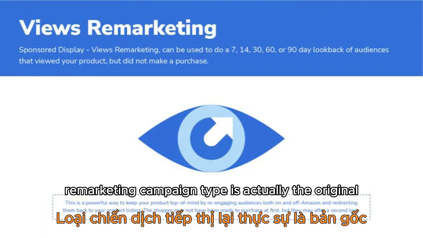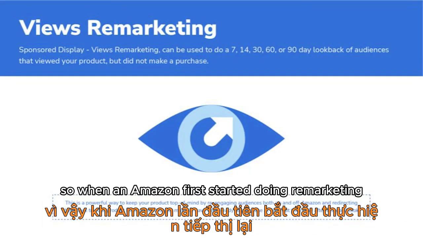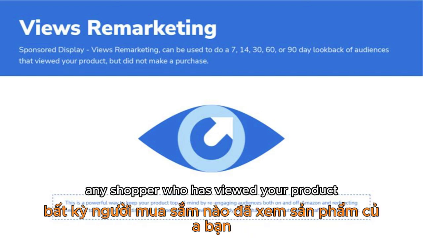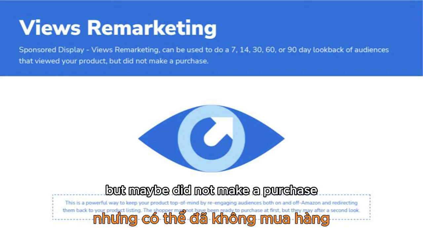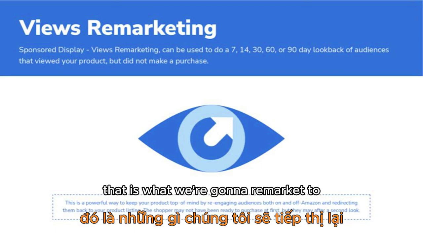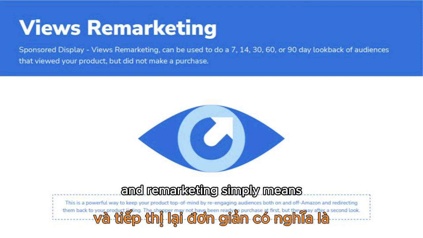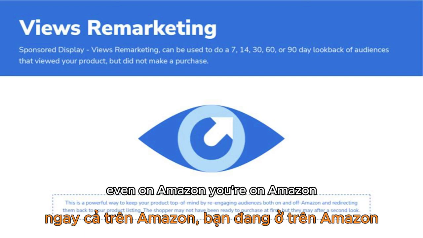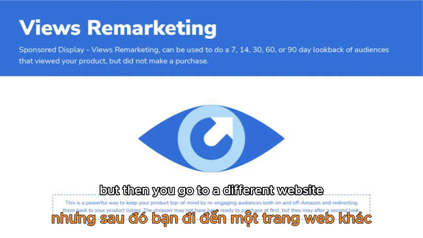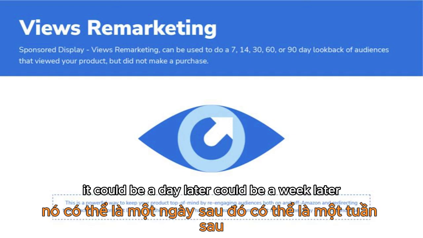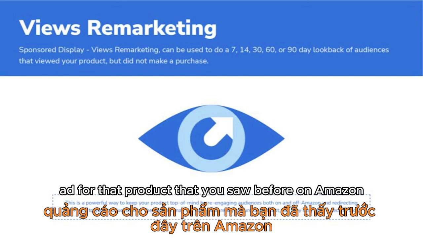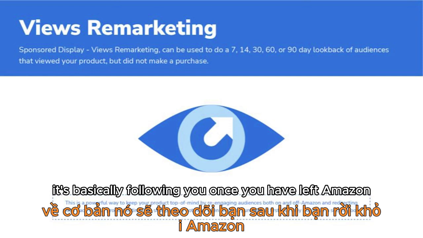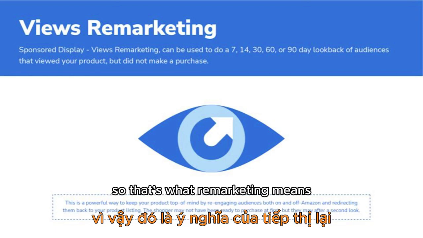The first remarketing campaign type is actually the original. So when Amazon first started doing remarketing, they just did it based on views. And that simply means any shopper who has viewed your product but maybe did not make a purchase, that is what we're going to remarket to. And remarketing simply means, you guys have seen this before when you're looking for a product, when you're shopping online, even on Amazon. You're on Amazon, but then you go to a different website. It could be a day later, it could be a week later, but you're going to see an ad for that product that you saw before on Amazon, or maybe even another website. It's basically following you once you have left Amazon. So that's what remarketing means.